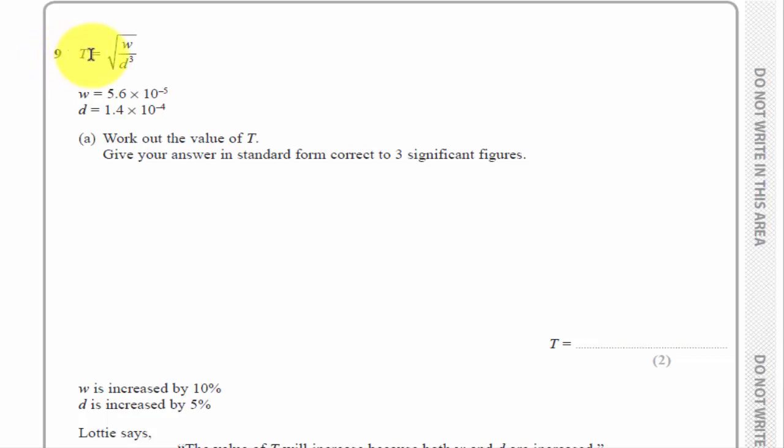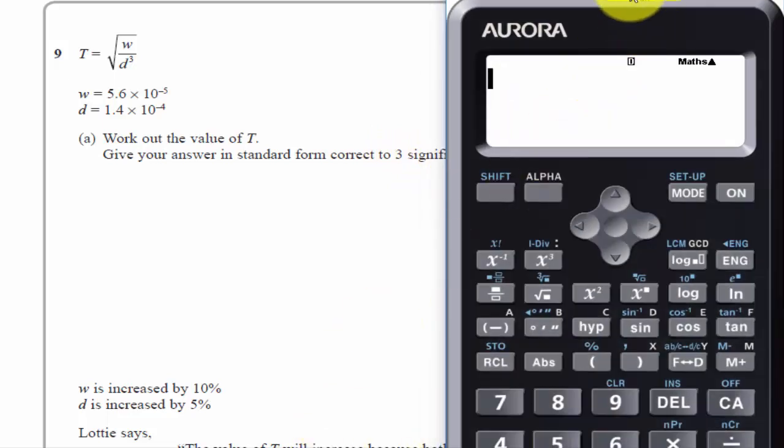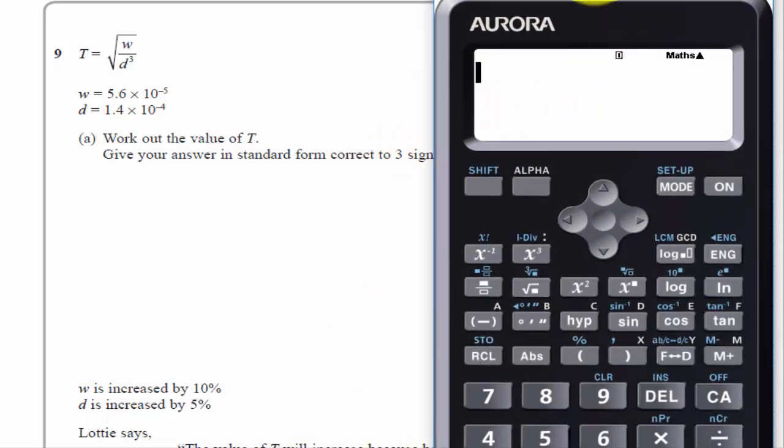Question 9. T equals the square root of w over d cubed. Here's the value of w. Here is the value of d. Part A, work out the value of t. Give your answer in standard form correct to 3 significant figures. It is essential for these questions that you have a scientific calculator and that you know how to use it.